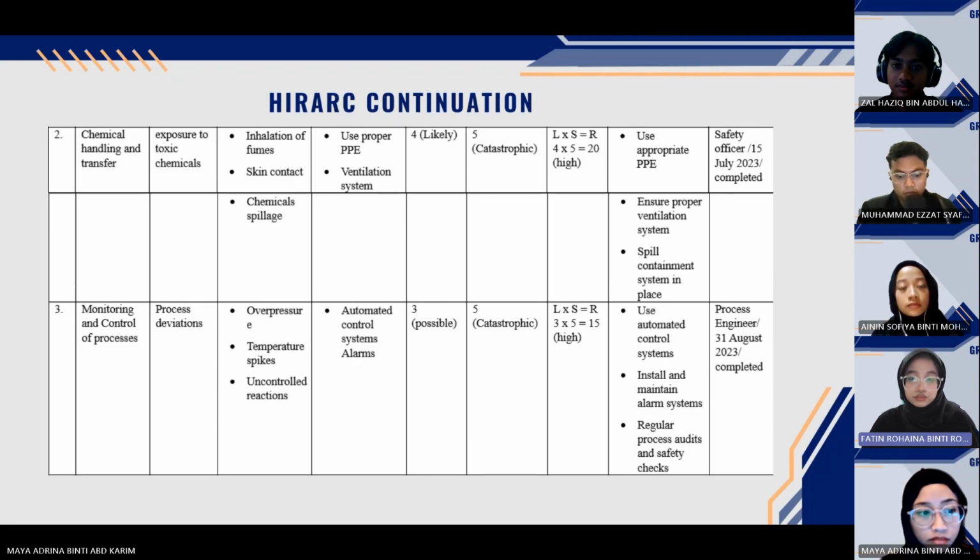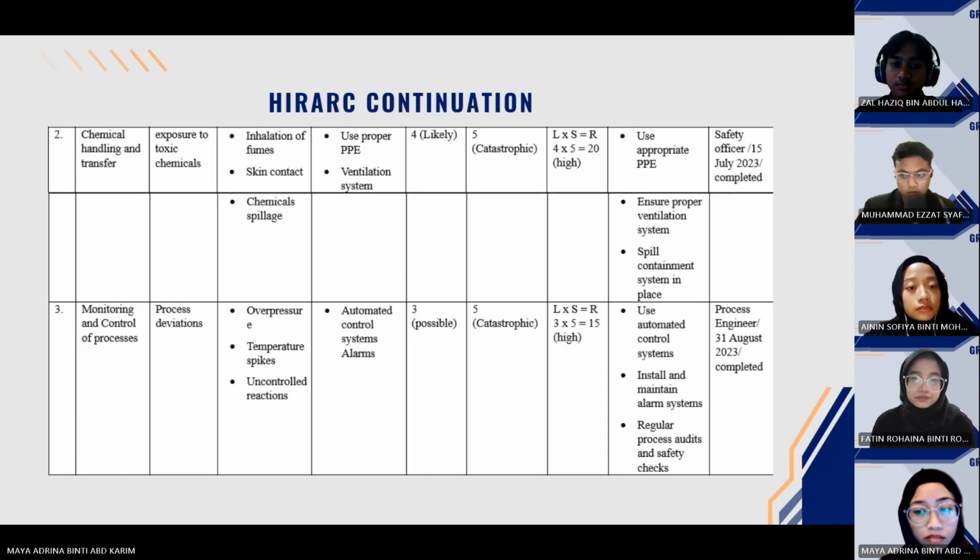To further reduce this risk, we recommend using an advanced automated control system, installing and maintaining the alarm system, and conducting regular process audits and safety checks. Our process engineer is responsible for implementing this work activity before 31 August 2023, and this action was completed.